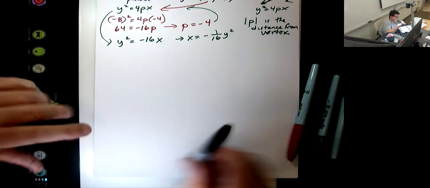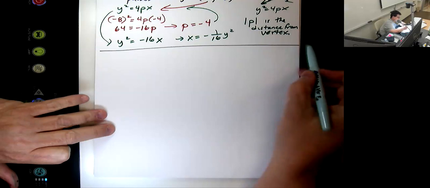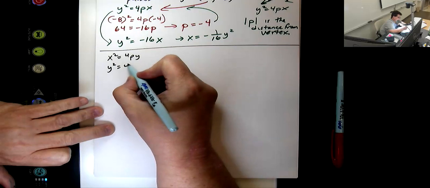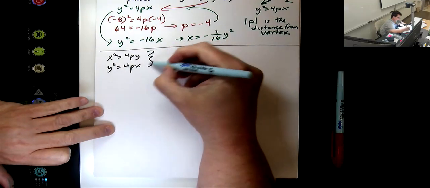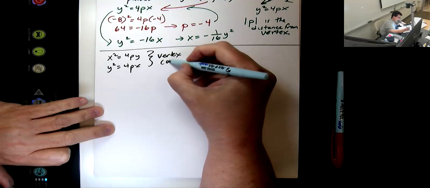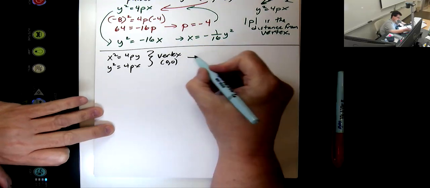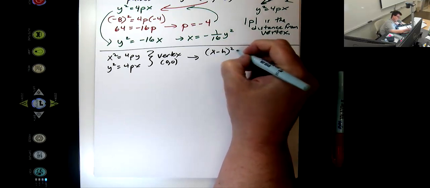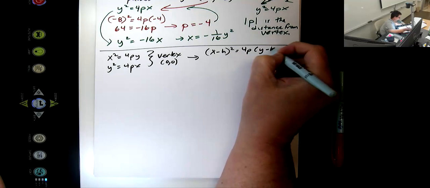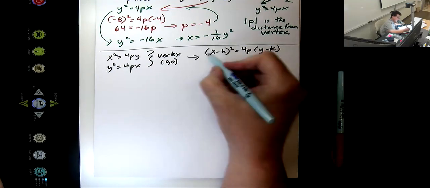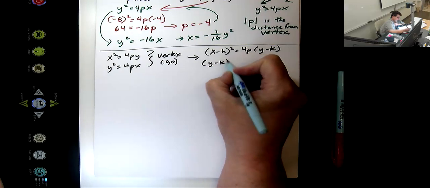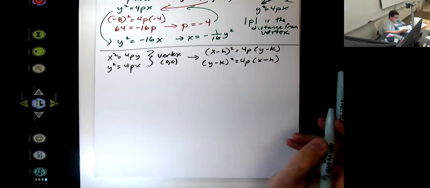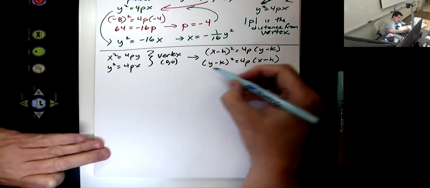Now, those are the equations. x squared equals 4py and y squared equals 4px. These have a vertex at 0, 0. Let's upgrade. (x minus h) squared equals 4p times (y minus k). And (y minus k) squared equals 4p times (x minus h). Those are our upgrades with a vertex at (h, k).